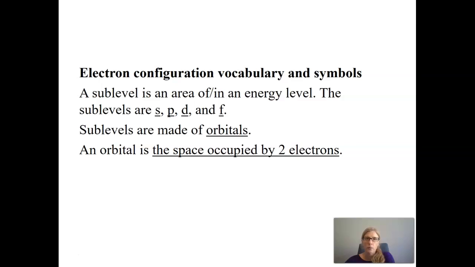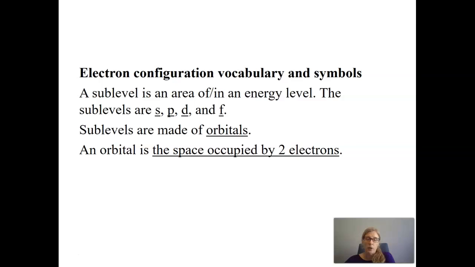Niels Bohr studied the emission spectrum of hydrogen and concluded that the electrons exist in energy levels or shells. And those have numbers. So energy level 1 is the one closest to the nucleus, and energy level 7 could potentially be the one farthest away from the nucleus.